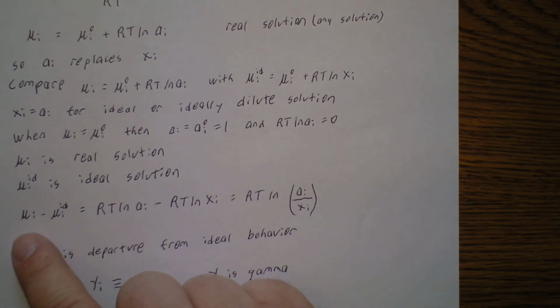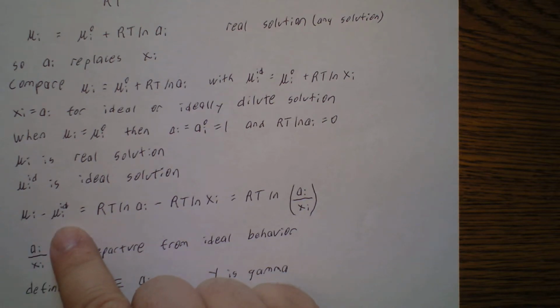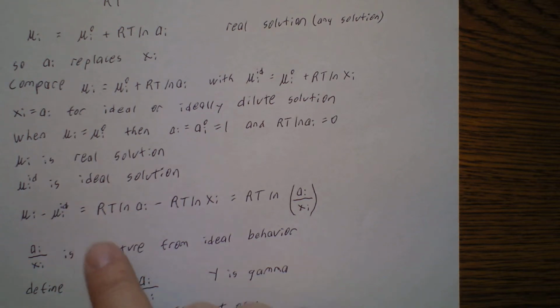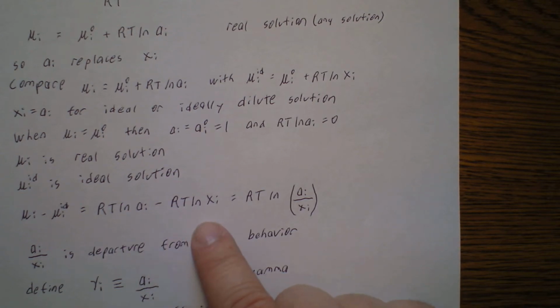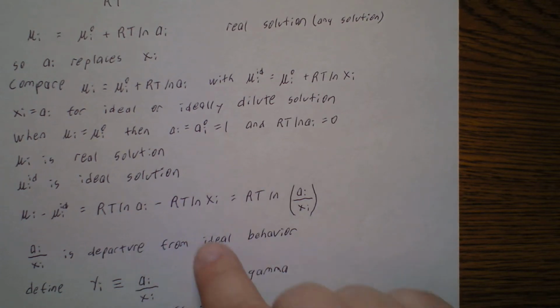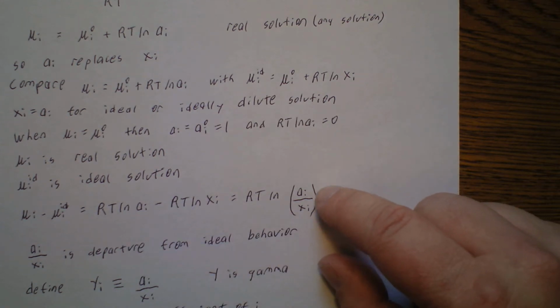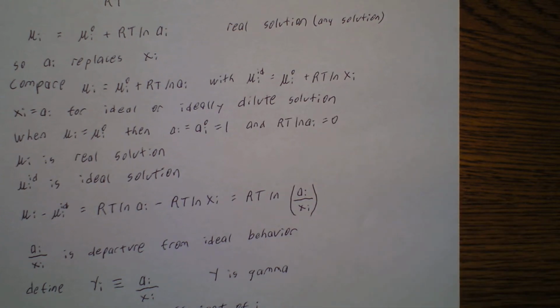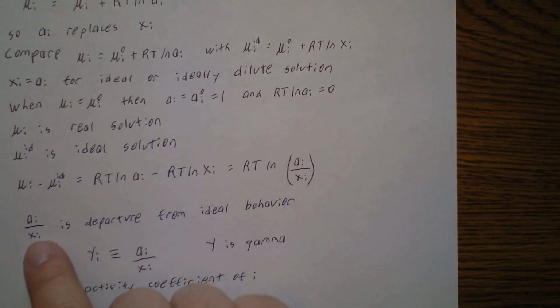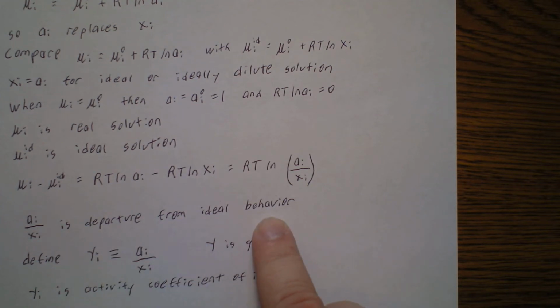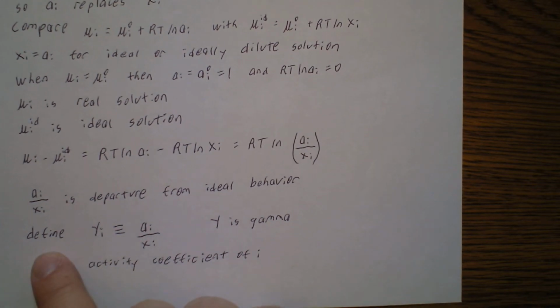So what happens if you subtract them? Then the chemical potential of the substance I minus the chemical potential of the substance I in the ideal solution, in other words the difference between the two, is going to be equal to RT times the natural log of the activity minus RT times the natural log of the mole fraction. And then you combine those by dividing. So you get RT times the natural log of the activity divided by the mole fraction of the solute. So we say this fraction, the activity of the solute divided by the mole fraction of the solute, is the departure from ideal behavior.